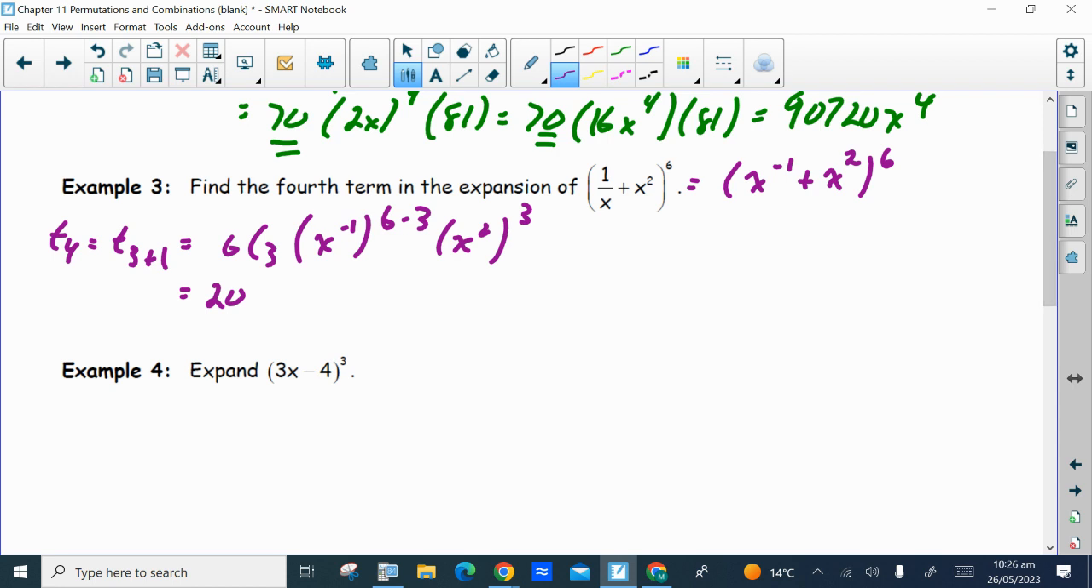But to finish this off, you're going to have x to the negative 1 to the power 3, because 6 minus 3 is 3, times x squared to the 3, which is x to the 6. And finally, we can multiply the two x's together by adding the exponents and keeping the base the same. We'll get 20x cubed. There's the value of the fourth term.